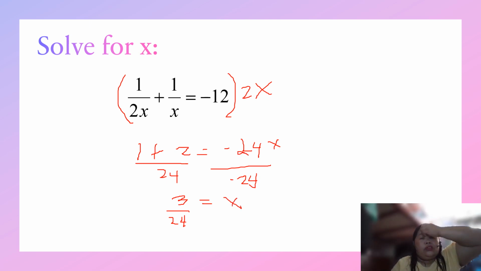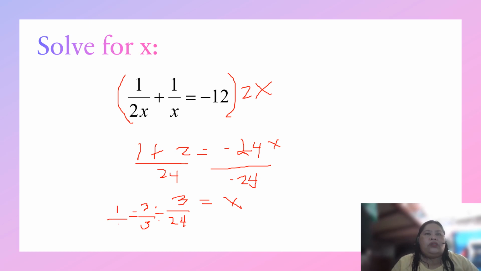Okay, if you are going to reduce it to the lowest term, you may divide both by 3. So 3 divided by 3 is 1, and 24 divided by 3 is 8. So 1 over 8 is the final answer.